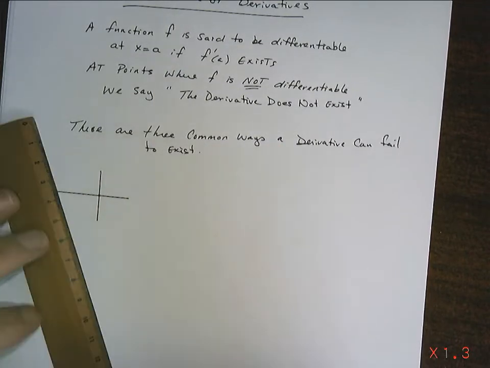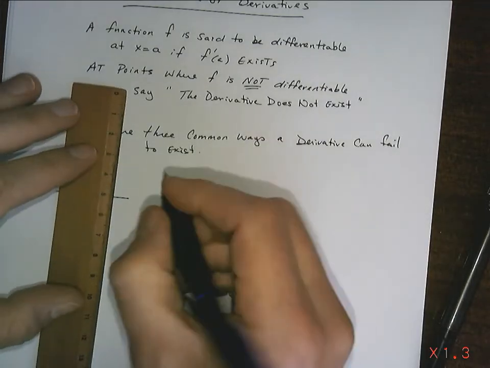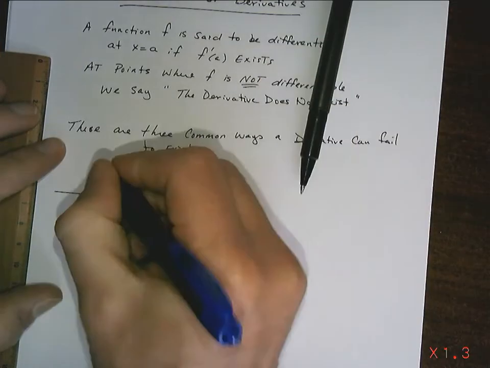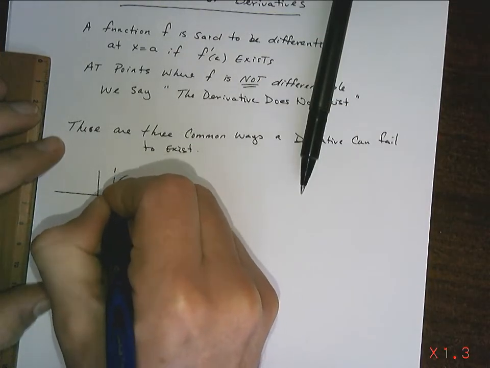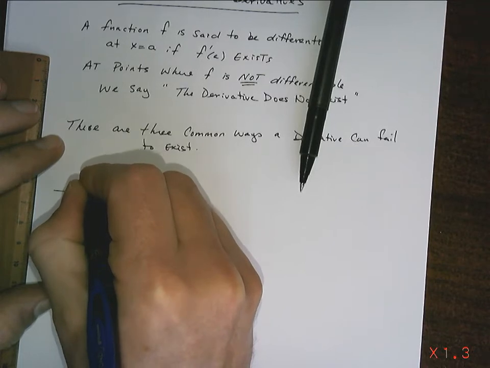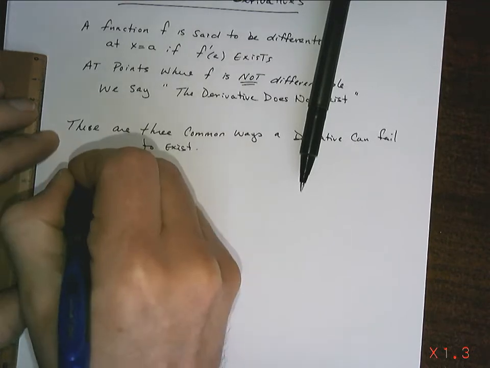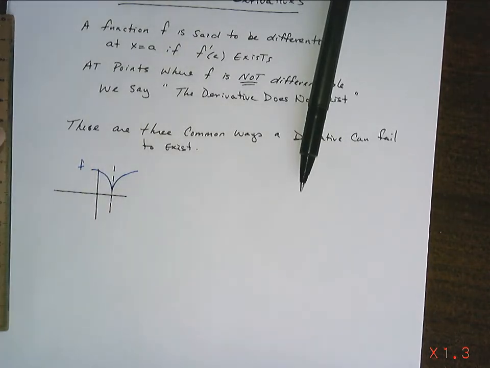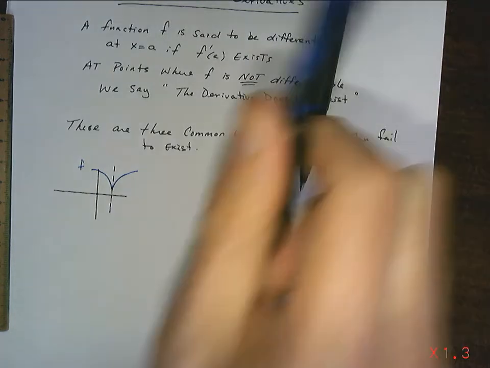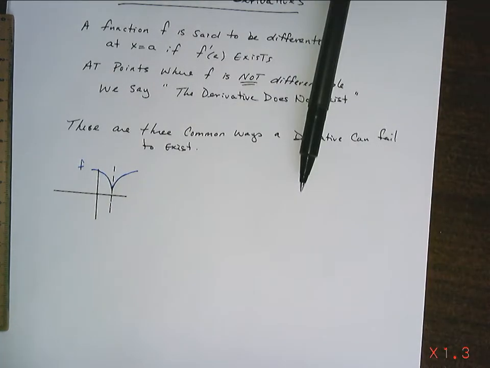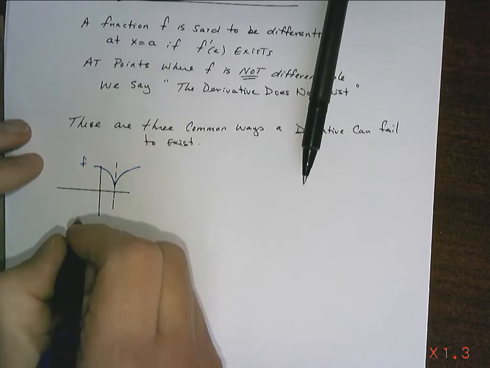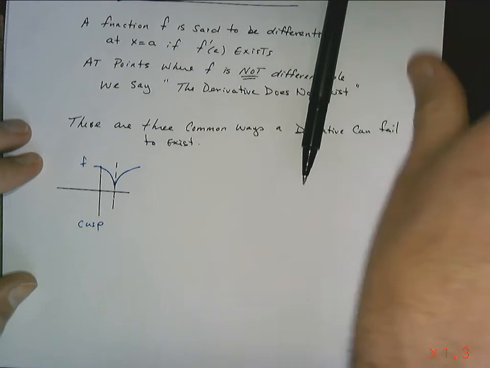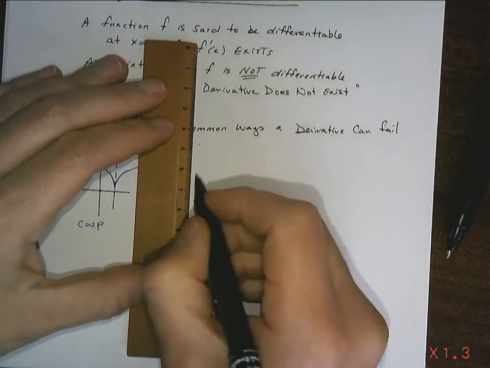The first one will look like this. And the function f will do something like that. So the function comes to a little pointy point here. And that actually is called a cusp. And we'll draw another one.